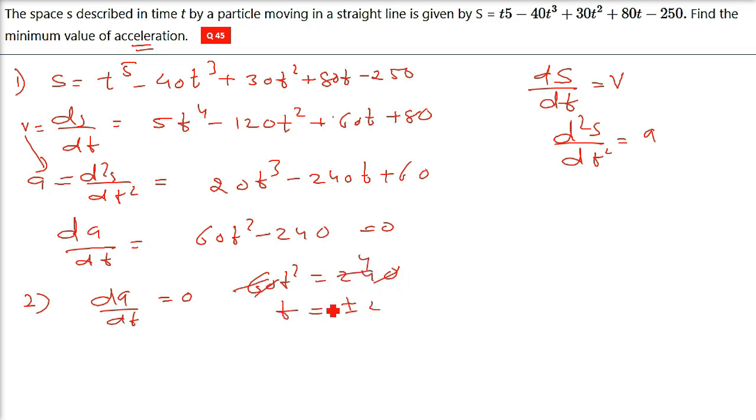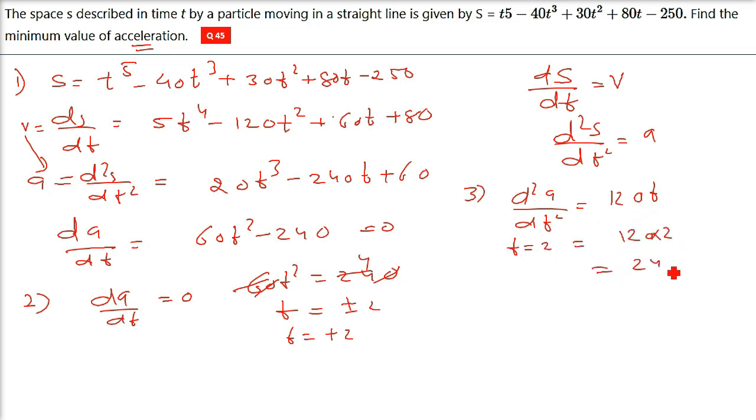Can the time be negative? Never, until you go to some time stamp or some technology which takes you earlier. So t is plus 2. Now we are going to double differentiate it in order to show that it is the minimum value. d2a by dt square is the differentiation of this one. 60t square minus 240, you got 120t. So when t is equal to 2, it's 240, which is greater than 0, you are going to get a minimum.